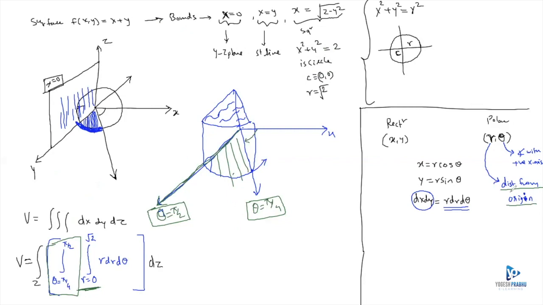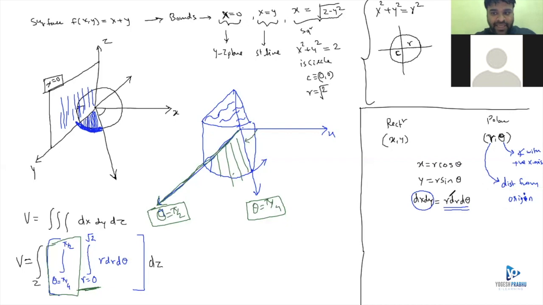R is the distance from origin, right? Tell me, can your distance from origin be so much? No, right? Because now this point is too far. What will be the distance from origin?